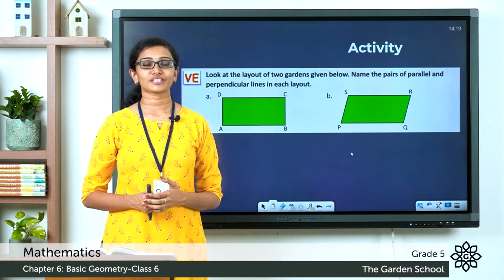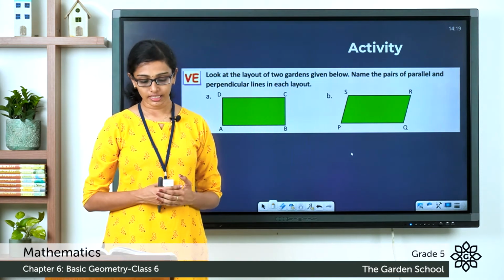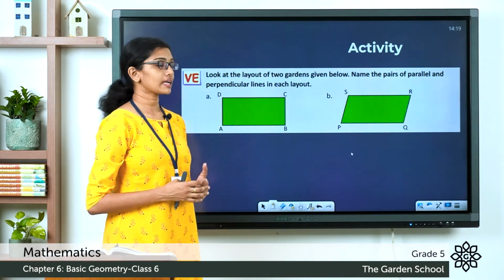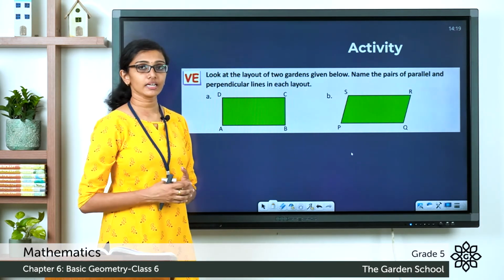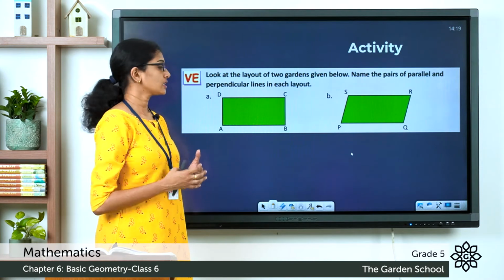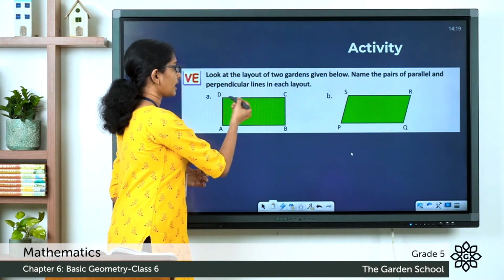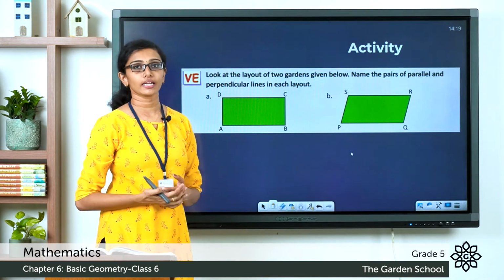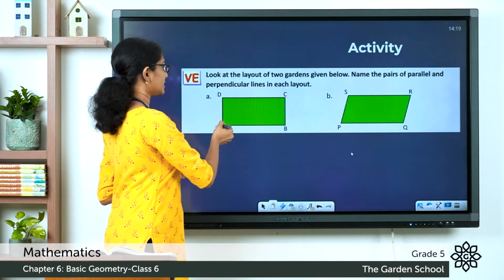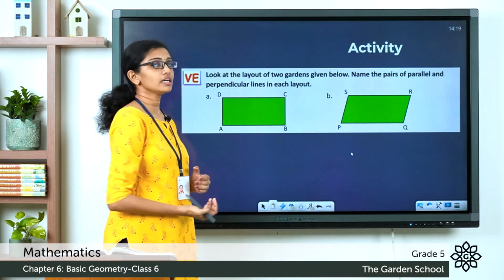Hope you are done with that activity. Now let's discuss each question. In the first figure, let's see the parallel lines first. Which are the parallel lines? The lines which do not meet. The lines AB and DC are parallel lines. Similarly, the lines AD and BC are parallel lines.